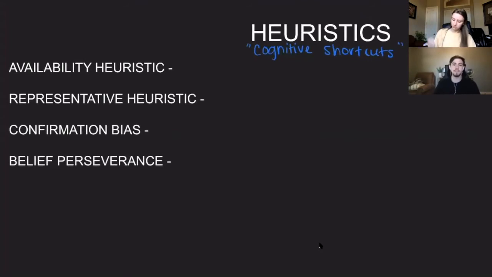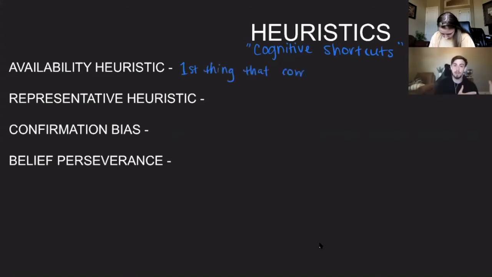The availability heuristic means that you are answering a question with the first thing that comes to your mind, the first example that comes to your mind. Whereas the representative heuristic is going to be relying on a prototype as your heuristic. And so let me give you a good example.